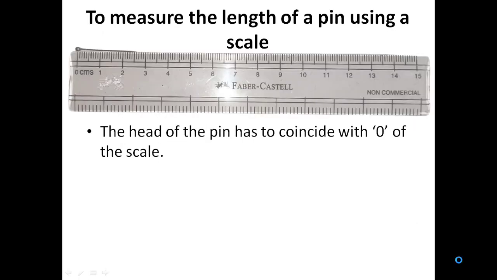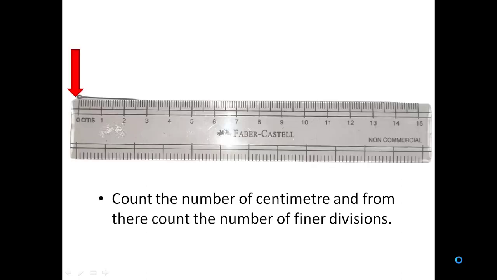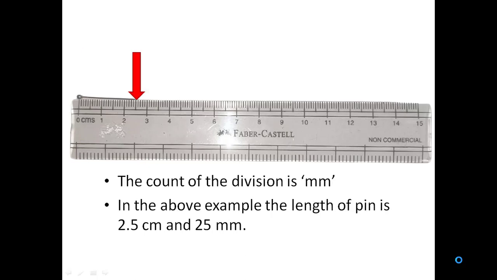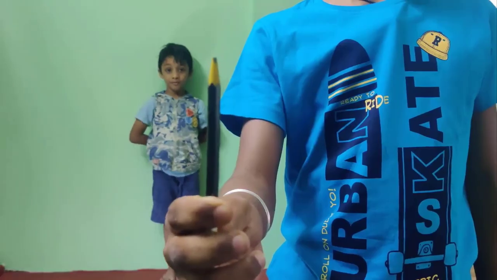To measure the length of a pin using a scale, count the number of centimeters. From there, count the number of fine divisions. The count of divisions is the millimeter. In the above example, the length of the pin is 2.5 centimeter and 25 millimeter.